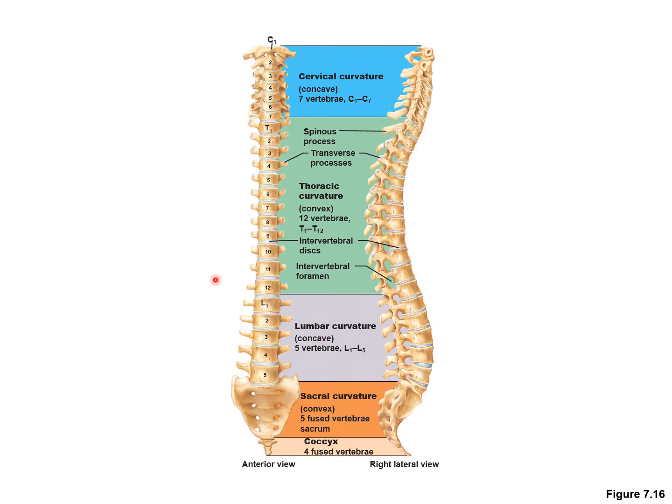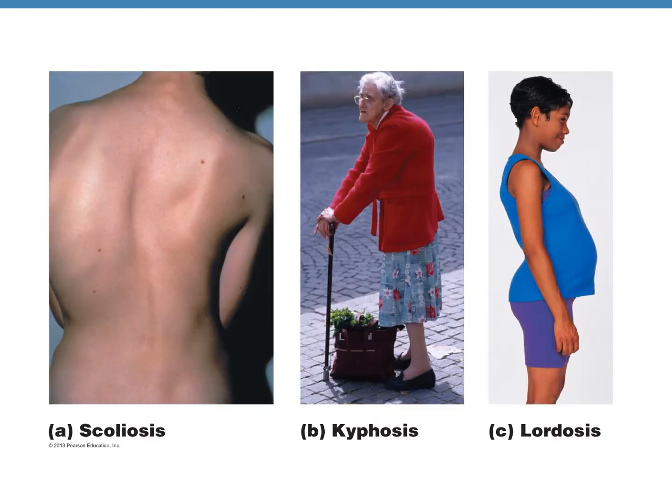And here you can see the curvature, right? So we have cervical curvature, thoracic curvature, lumbar, and sacral. So here are the 4 curvatures. On this diagram, you can see abnormal pathological curvature of the spine: lateral scoliosis, kyphosis in the thoracic region, and lordosis in the lumbar region.